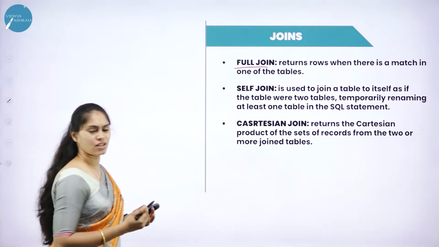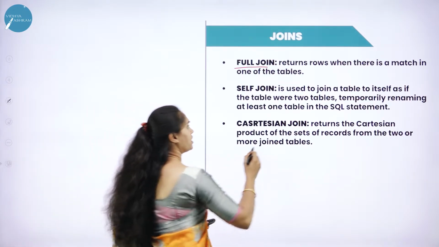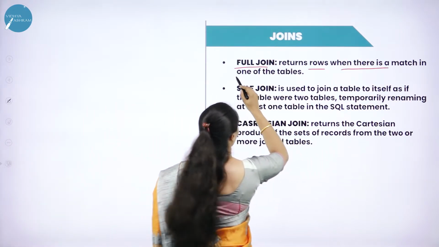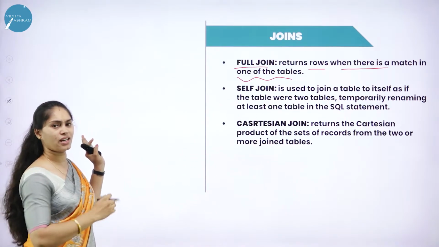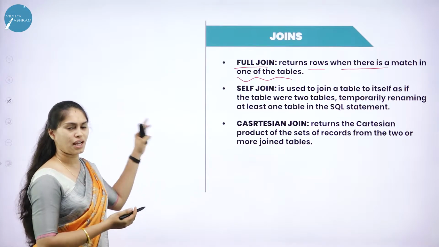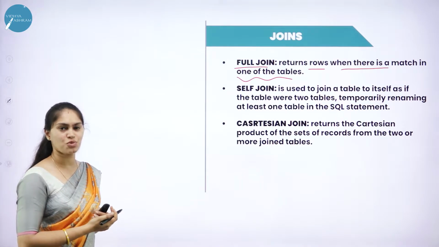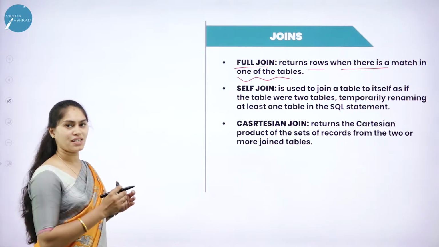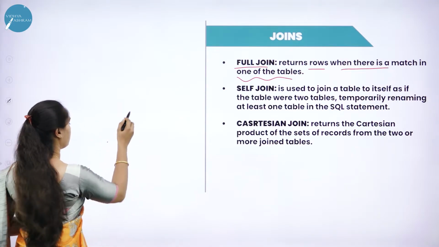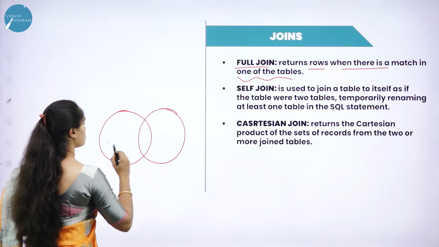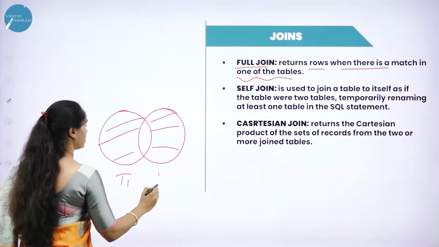We'll see the next type, that is full join. It is like a union. It is just opposite to the inner join. Full join means it will return the rows when there is a match in any one of the tables. So whether I have the content in table 1 or some rows in table 2, when I perform this full join it will return the rows either from table 1 or table 2. It will be like a union. So it will give the content of both table 1 as well as table 2.